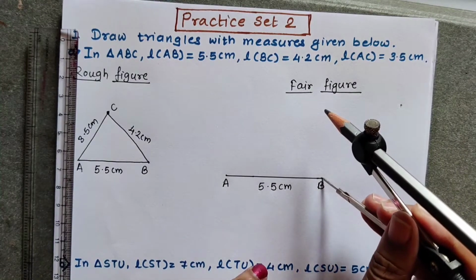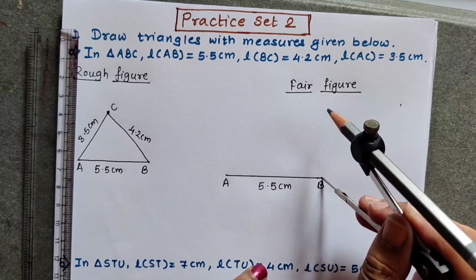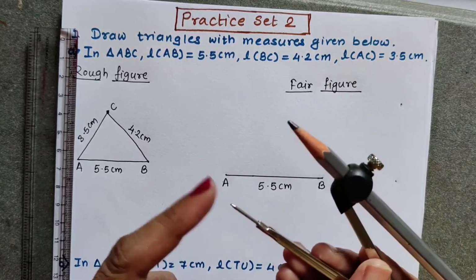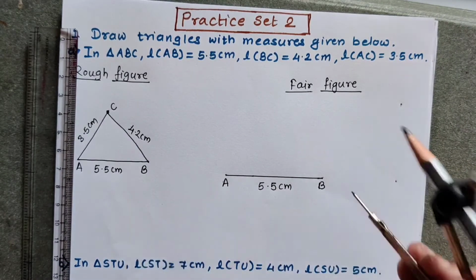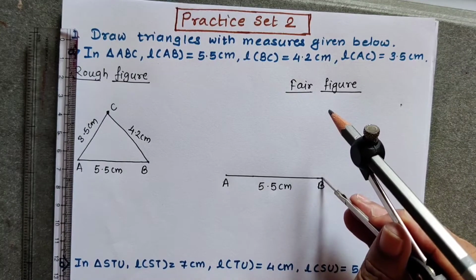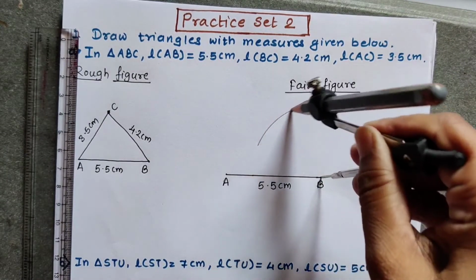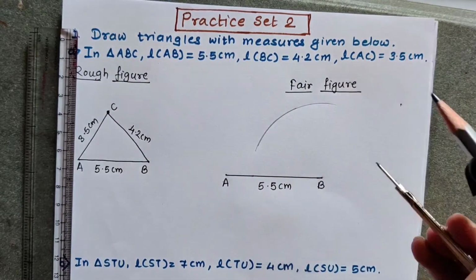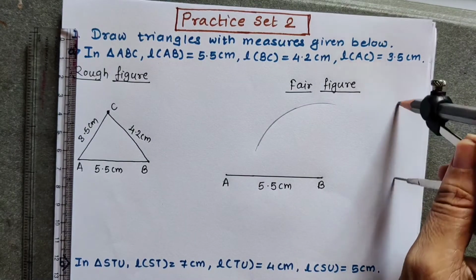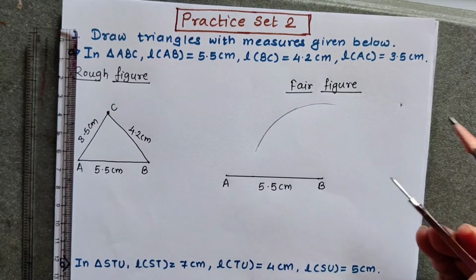Considering this point B as the center, we have to draw one arc. This pointer, the metal side, should be placed on point B, and we draw one arc. We have taken 4.2 centimeter distance in our compass. In this way we have taken 4.2 and drawn one arc.